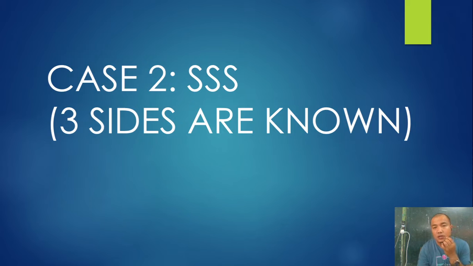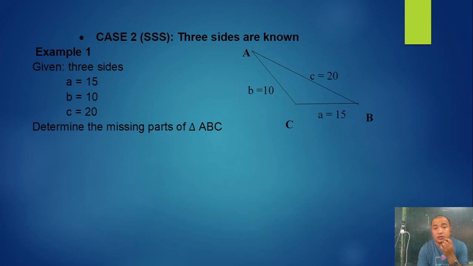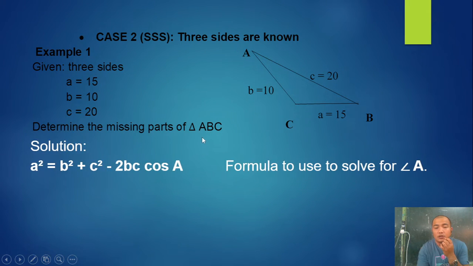Okay, next, another case where we use the law of cosines is when three sides are known, SSS. So if three sides are known, for example, side A is 15, B is 10, C is 20, determine the missing parts. That means the triangle's missing parts.